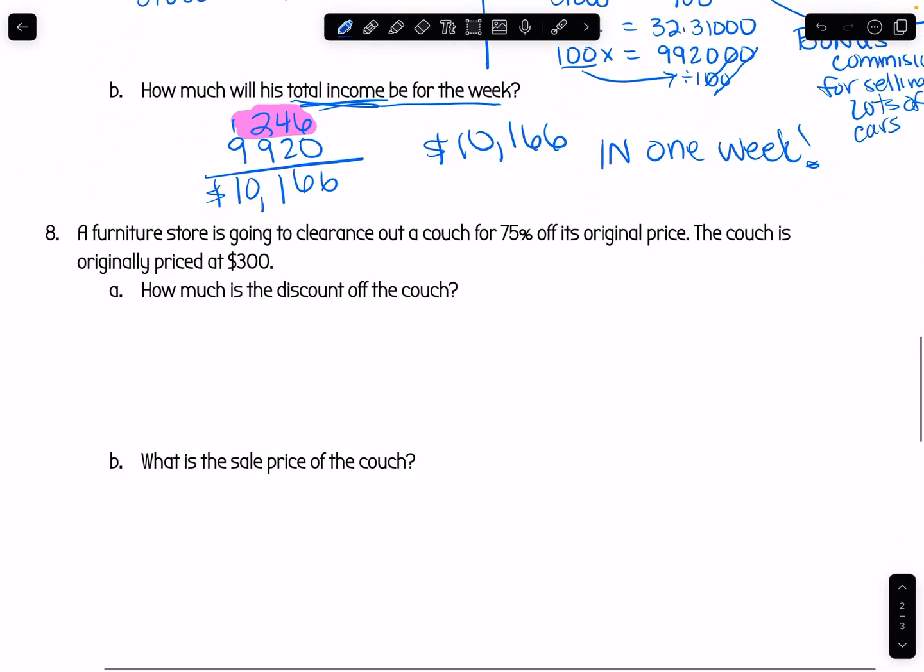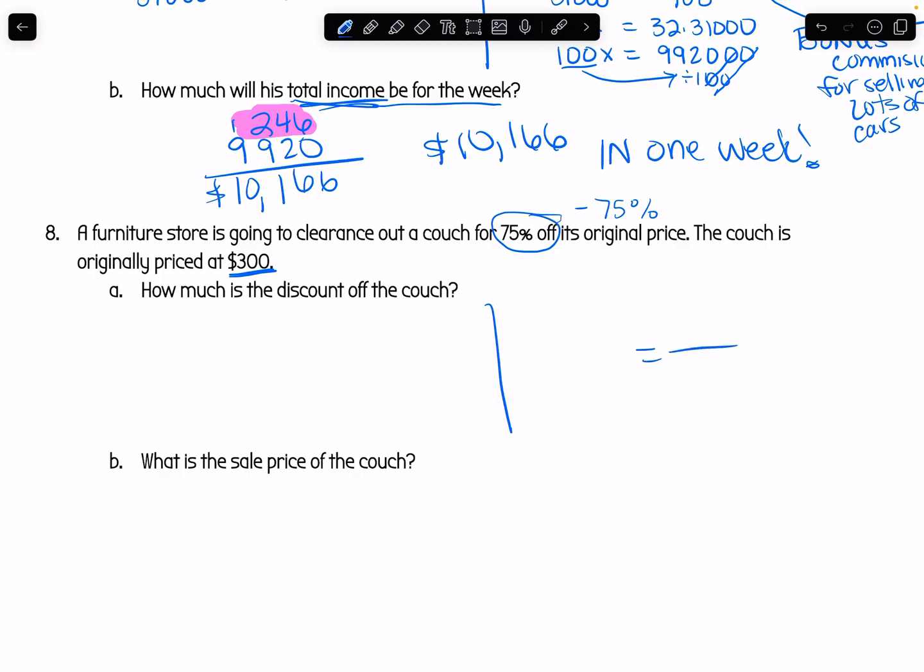Number 8, furniture is going to clearance out a couch for 75% off of its original price. So 75% off means minus 75%. The couch is originally $300. So how much is the discount off the couch? So let's set this up. 100% cost of the couch is $300. They're going to take 75% off, but I do not know how much that is. That's why I put the X there.